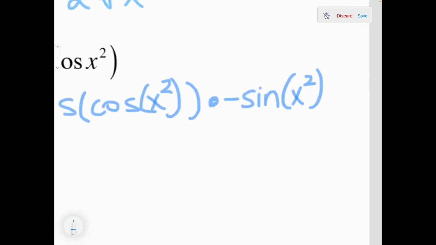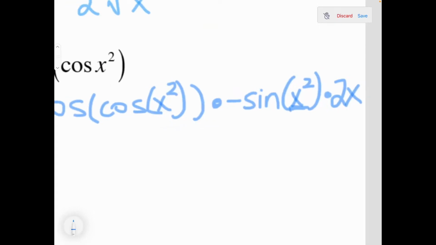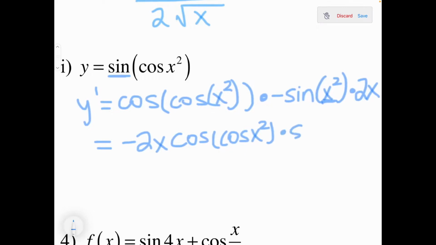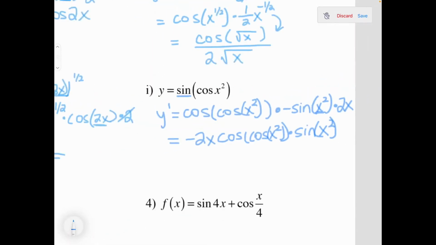And since this isn't just x inside the parentheses, we have to multiply that by the derivative of the inside piece there. Derivative of x squared is 2x. Clean this up a little bit. We get negative 2x times cosine of x squared times sine of x squared. We can put parentheses around the x squared if we would like. No need if you don't want to.